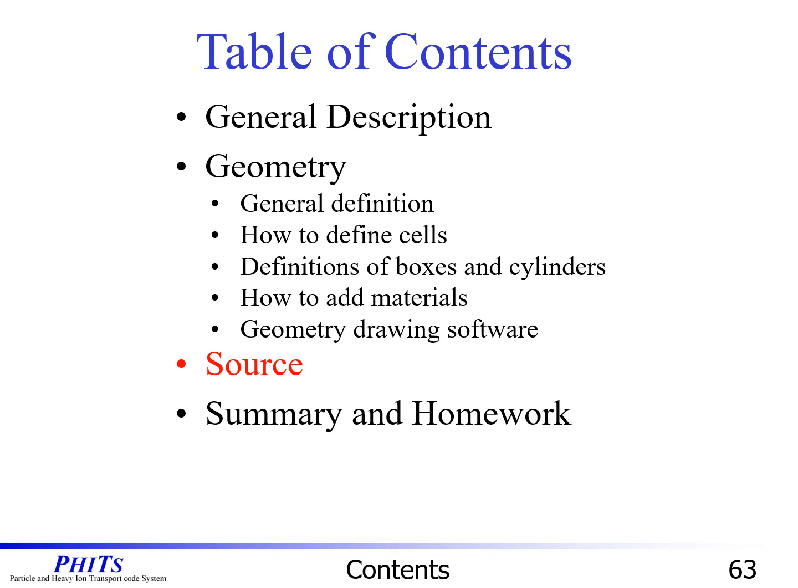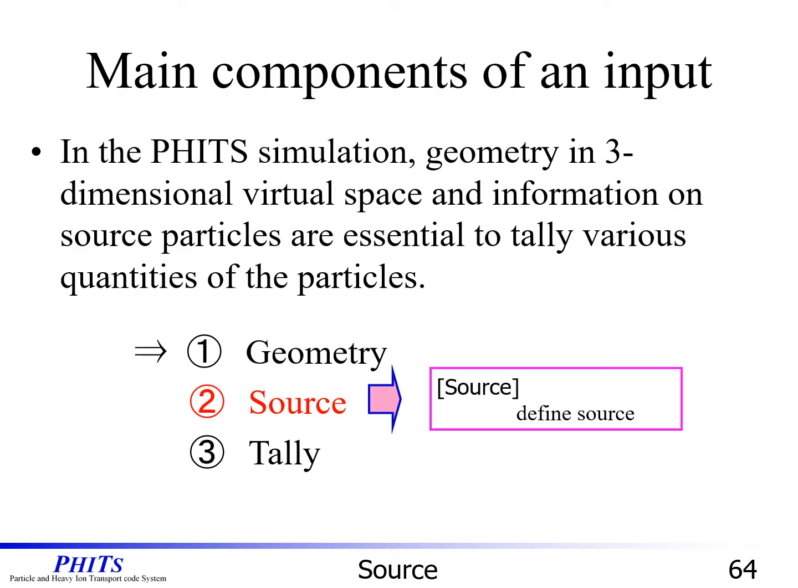From here, let's learn how to define the radiation source. To define the radiation source, we have to set the source section. This is the second main component of the PHITS input file.